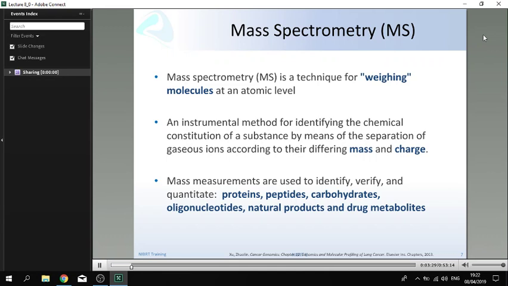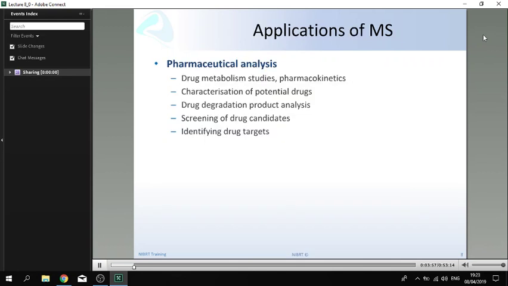Those mass measurements we use to identify or to verify and quantitate, so we can measure the amount of lots of things: proteins, peptides, carbohydrates, natural products, drug metabolites. So mass spectrometry is used in a huge number of applications. And of course, for us, the most important thing is that we can analyze proteins, peptides and carbohydrates using mass spectrometry. In pharmaceutical analysis, it is used to study drug metabolism, so pharmacokinetics.